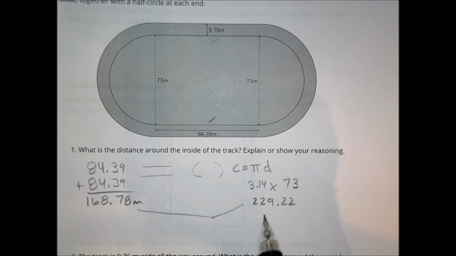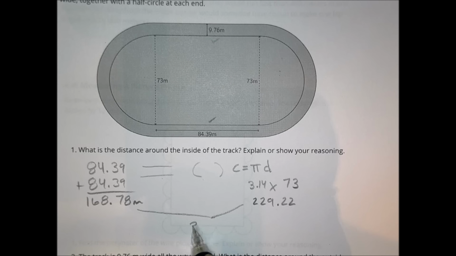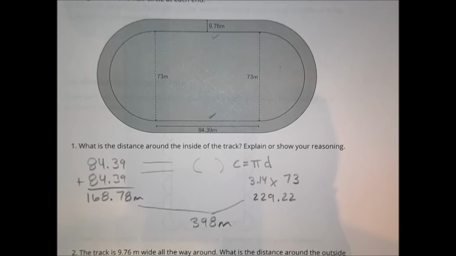Now when I combine those two together, the straightaway plus the two curves, and the two curves is really just one circumference because it's one whole circle, I end up with 398 meters as my distance around the inside part of that track. Okay, that's what I have.